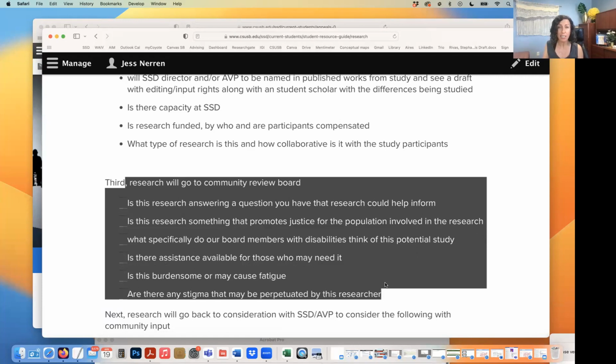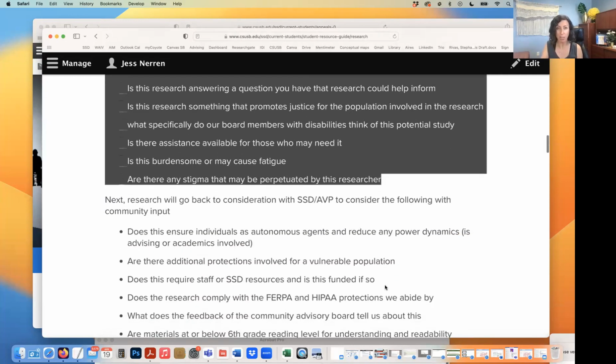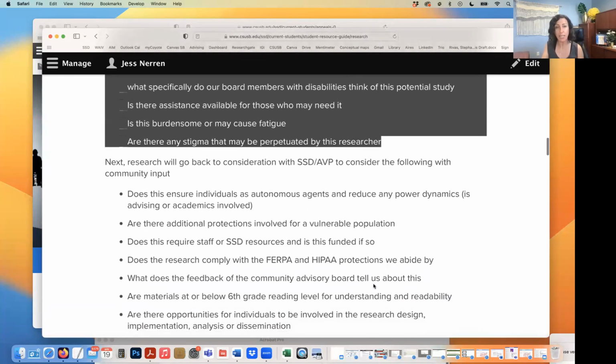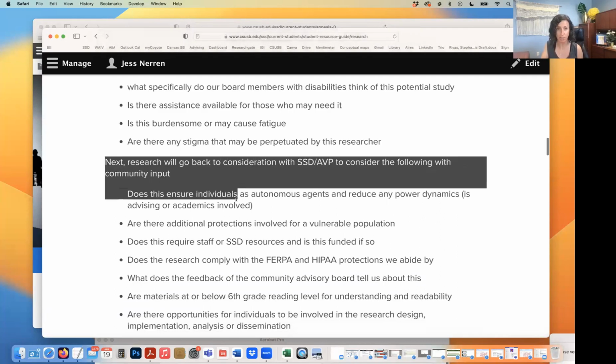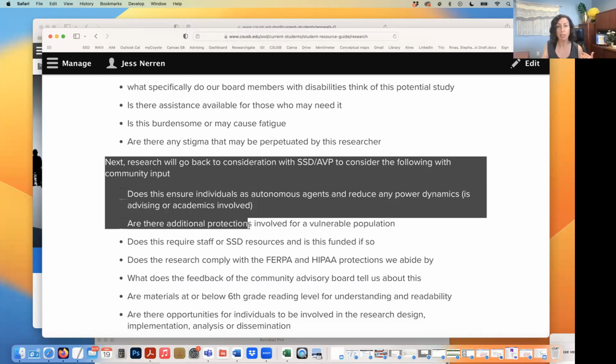And is there any stigma that could be perpetuated by the research? Is it valuable to you? We go to the community and we ask the community. Then we take their information and it goes back to the director and the AVP. So then we think about those similar questions at another level.